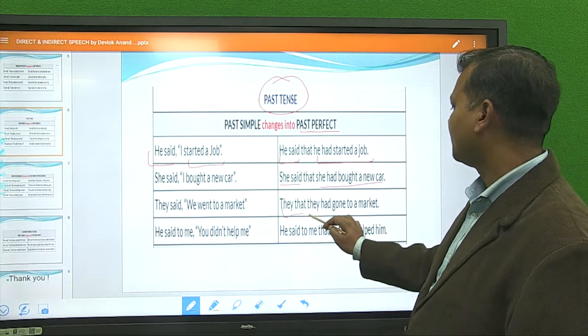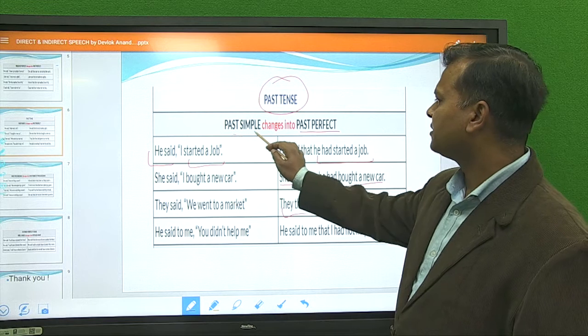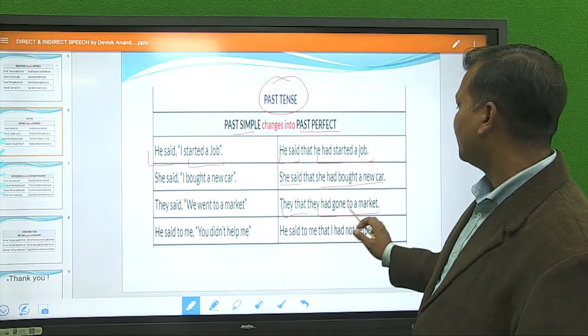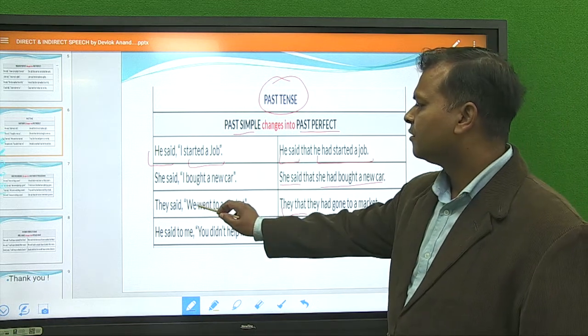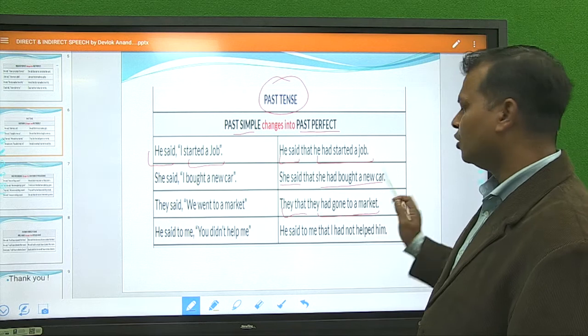They said that they had gone to a market. "We went to a market" is simple past, and when we change it into past perfect, it will become "they had gone to market." "We" is the first person. That's why we will change according to the subject. Subject is "they" here. So, they had gone to market.